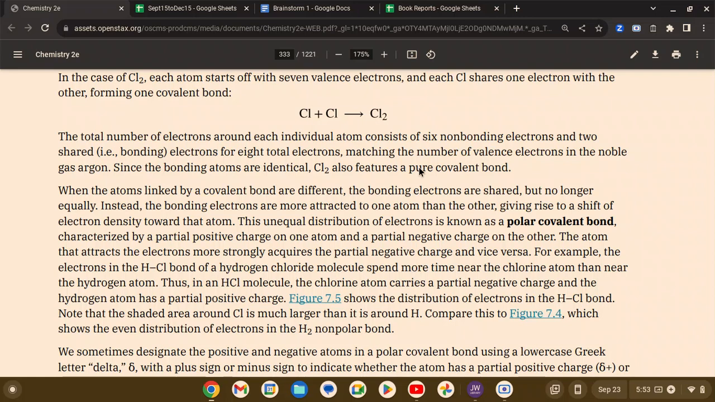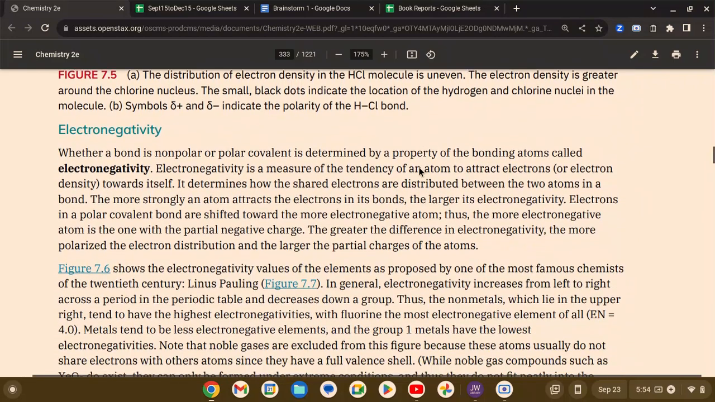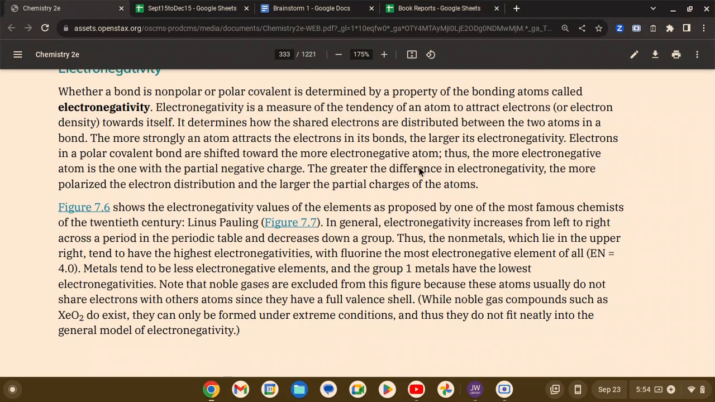Compare this to figure 7.4, which shows the even distribution of electrons in the H2 nonpolar bond. We sometimes designate the positive and negative atoms in a polar covalent bond using a lowercase Greek letter delta, with a plus sign or a minus sign to indicate whether the atom has a partial positive charge or a partial negative charge. The symbolism is shown for the HCl molecule.